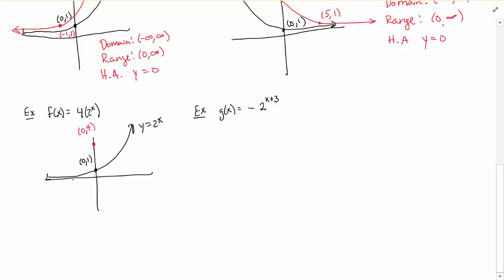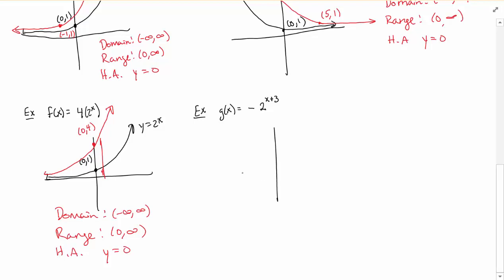My horizontal asymptote isn't moving though, because currently my horizontal asymptote is y is equal to 0. 0 times 4 is still 0. So it's just going to be 4 times away as it is from the x-axis. So for example, this distance right here is now 4 times that total distance. Okay? So my domain, still all real numbers. X is everywhere to the left, everywhere to the right. The range is still open 0 off to infinity. It still has a horizontal asymptote of y is equal to 0. We just stretched it vertically.